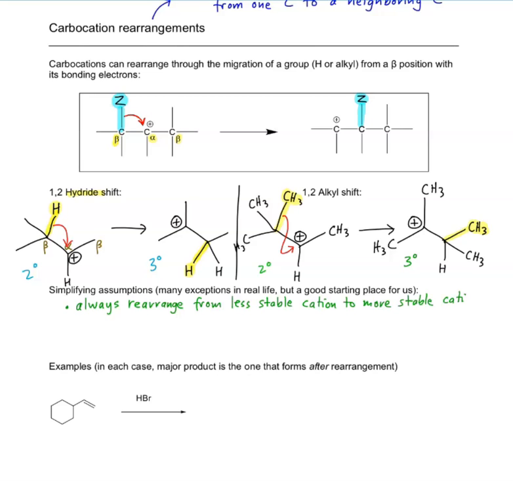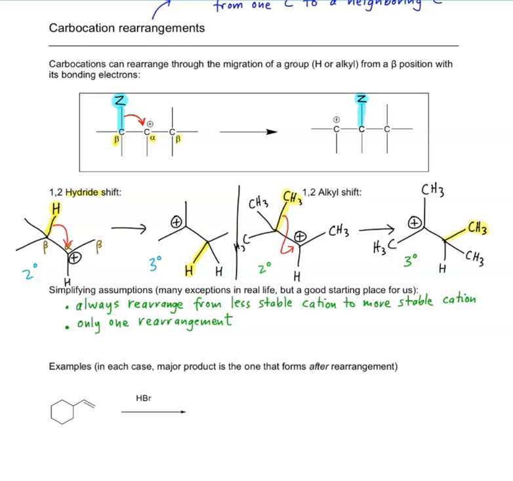So always rearrange from a less stable cation to a more stable cation. Now in real life, sometimes you can get a rearrangement between two cations of equal stability. We're not going to worry about those cases. We're going to go from less stable to more stable in all cases. Another assumption we're going to make, or a rule that we're going to follow, is to only have one rearrangement.